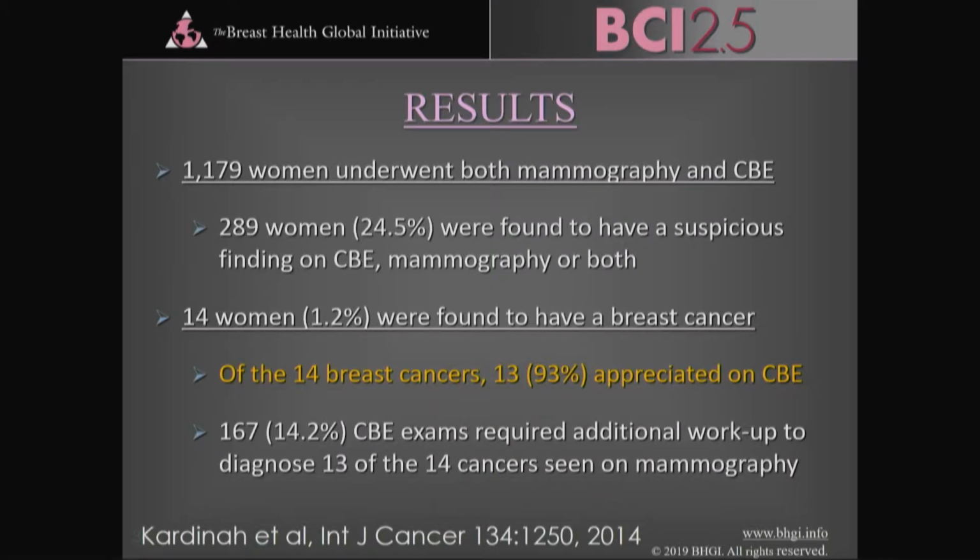Now, they found 14 cancers among those more than 1,000 women, which is about what you'd expect in a screening trial. Of the 14, 13 could be appreciated on clinical breast exam. So the point here is not that mammograms don't work. The point here is that when you have a previously unscreened population, your initial round, you're going to be finding the prevalent cancers that are already clinically detectable.